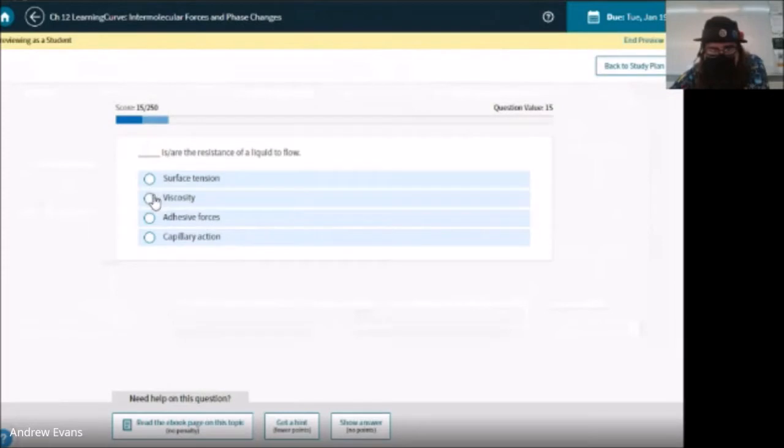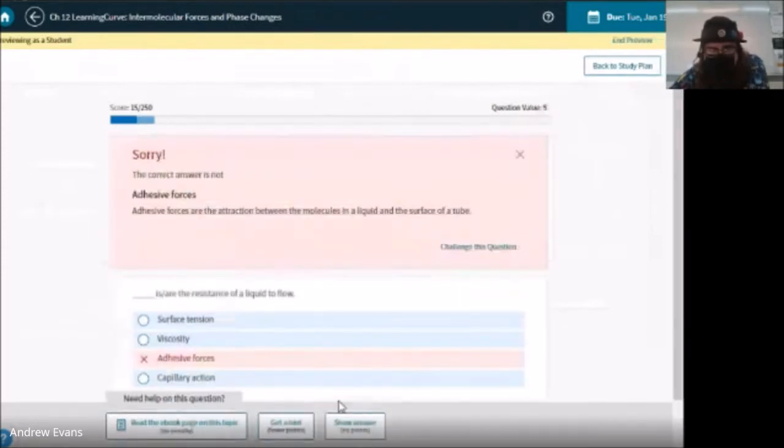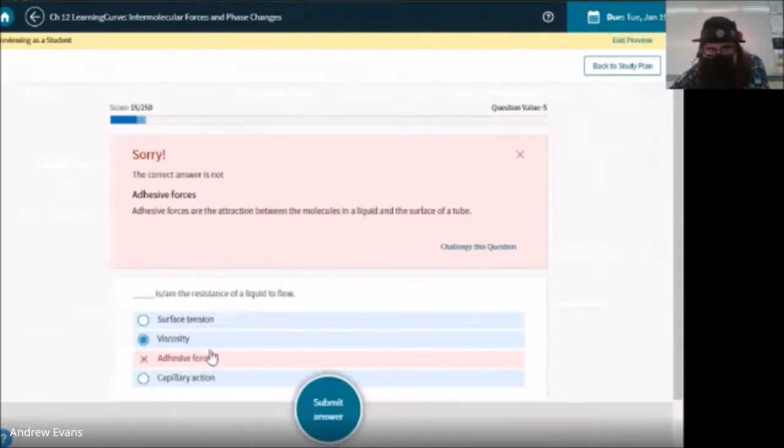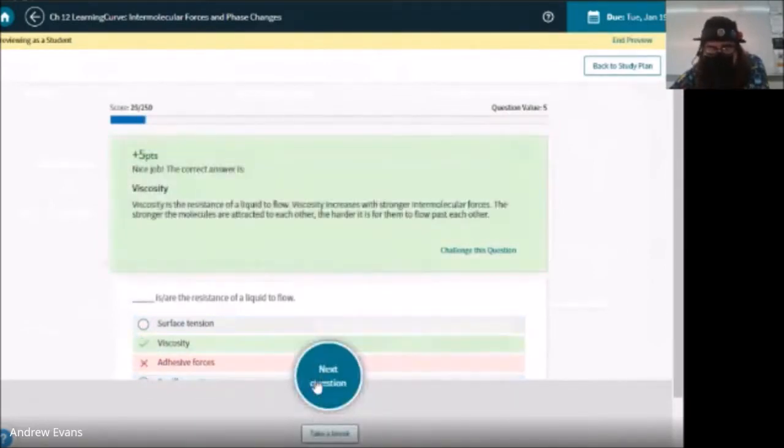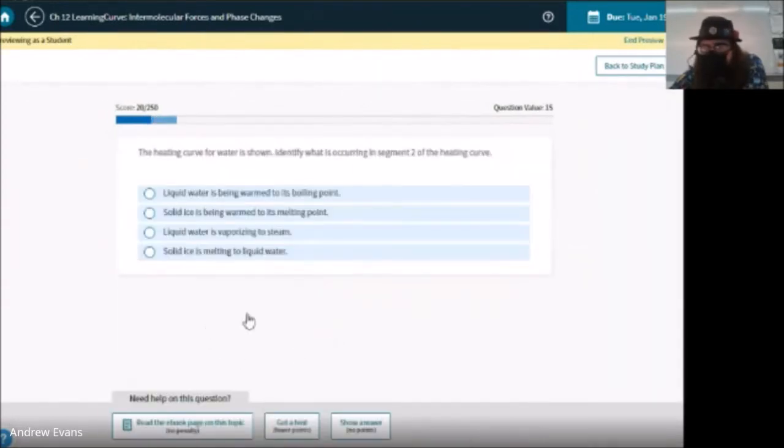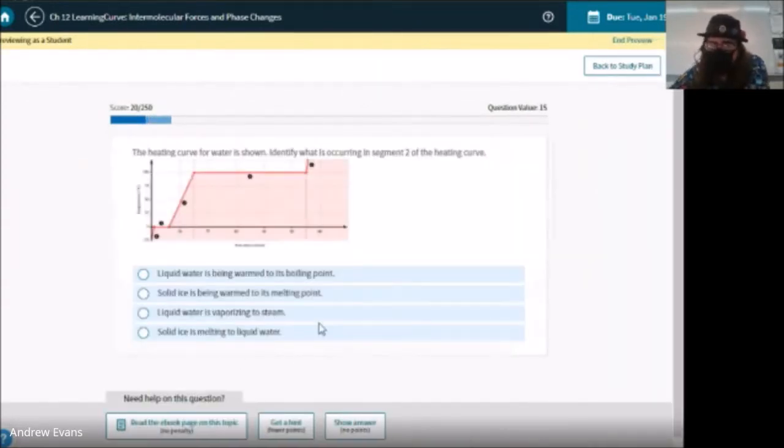Blank is the resistance of liquid to flow. Let's see. Oh, let's say this. No, that's wrong. And so I can try again for 5 points. And it just keeps going. And you will not be penalized for getting it wrong. It'll just let me know, oh, you struggled on this concept. If you need help, you can go directly to the chapter part where you need to go. But you do that, you get it complete, you get 25 points.